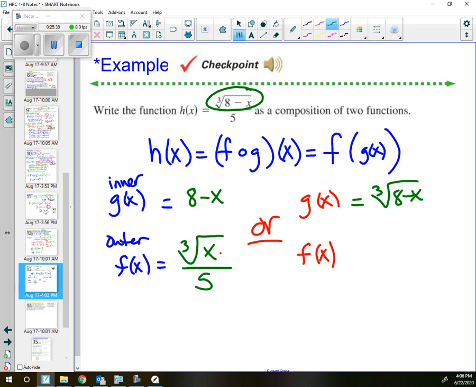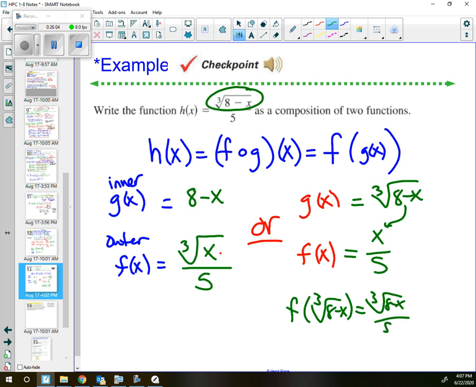What would you be putting it into? Well, the only other thing is divide by 5. So what if f of x was x over 5? Because remember that x is going to be what you're replacing your g of x for, so you need that x in that second function. But wouldn't that just give you the same exact thing if you do f of g of x? So f of the cube root of 8 minus x would be the cube root of 8 minus x, replacing for the x, over 5.